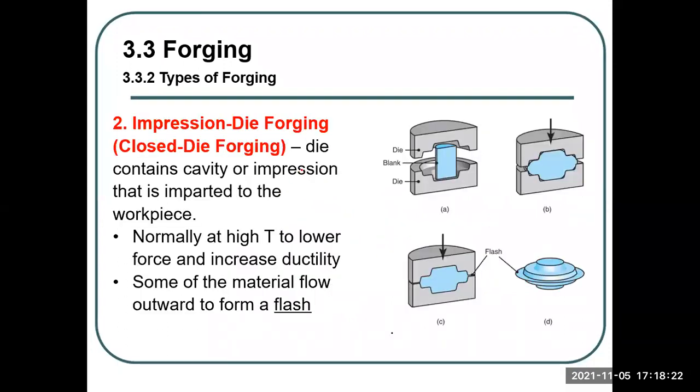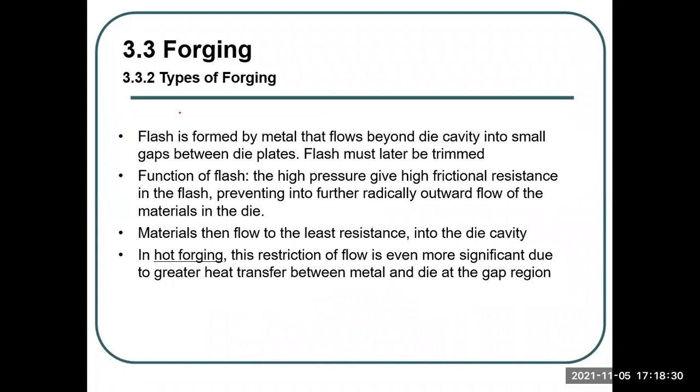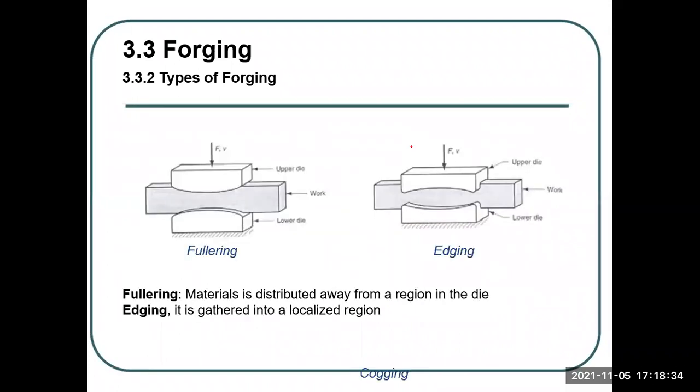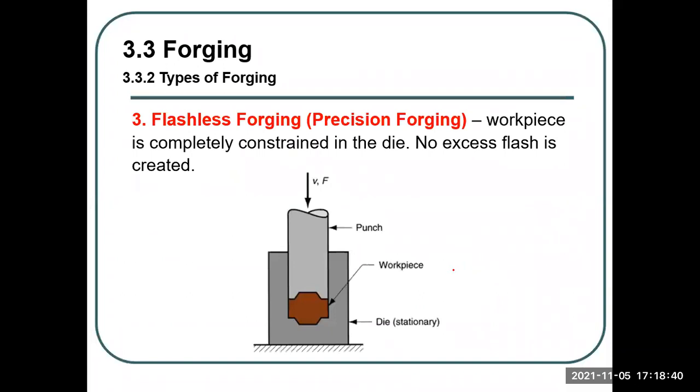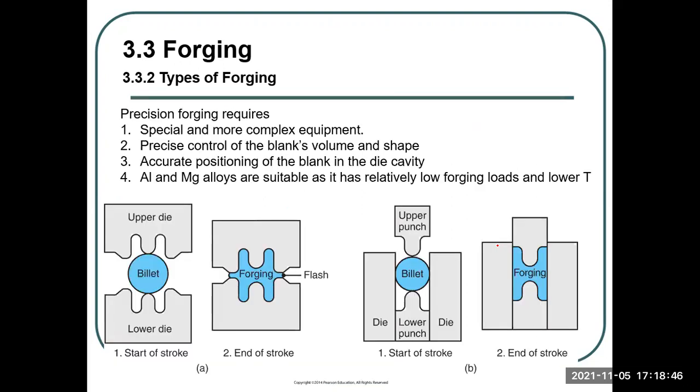Okay, so this is closed die. In closed die, remember the difference is this flash here. So what's the function of the flash? These are the flash functions. And this one, no need, just some names. Fullering and edging. And this is precision forging, which means you don't have any flash at all. That's a perfect case, okay? So this is precision.